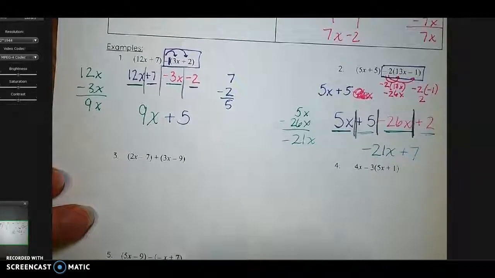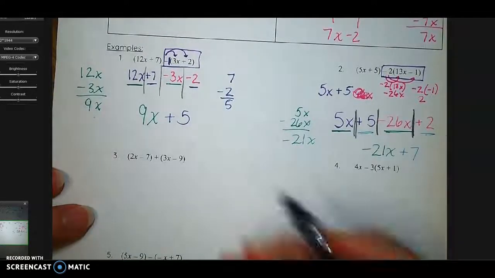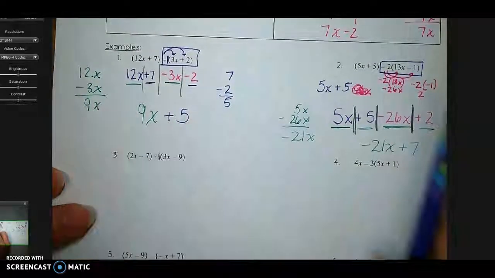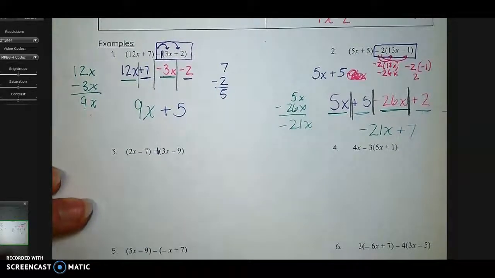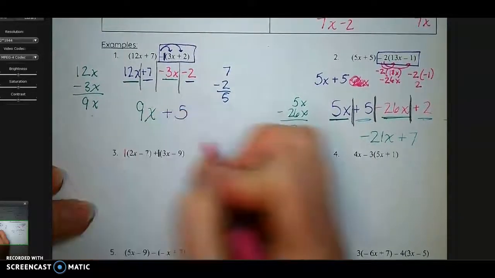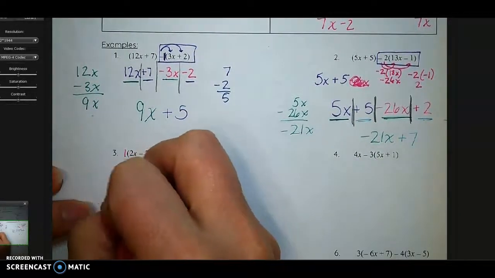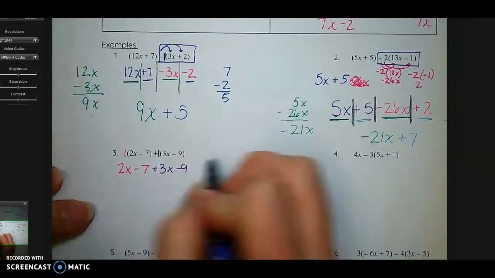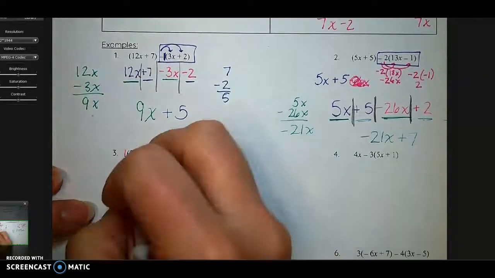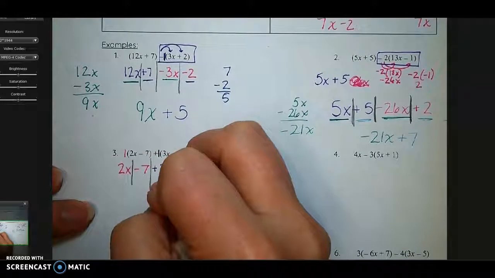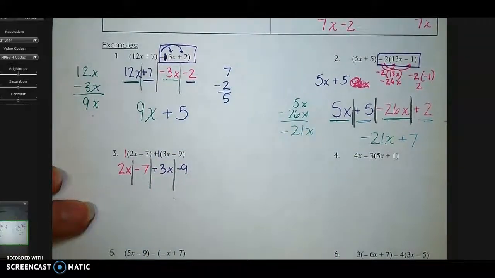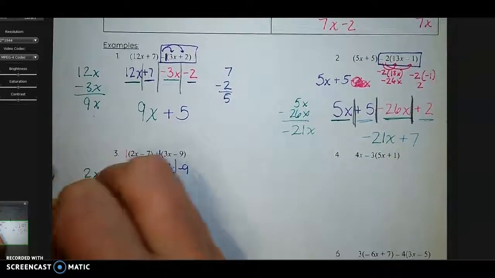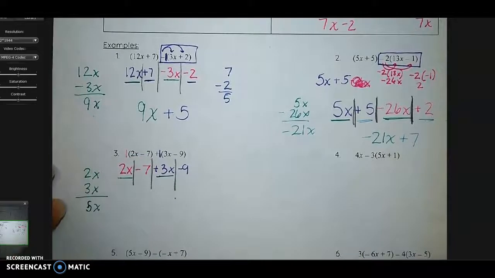Our next one here, notice how there's a plus sign. So since it's a plus sign, it's like I'm multiplying by positive 1, which is the same thing we were doing out here. Well, when I multiply times a positive 1, nothing changes. So over here, when I multiply times a positive 1, nothing changes as well. So when I separate back out into terms, I have a 2x and a 3x, which combine for a 5x.